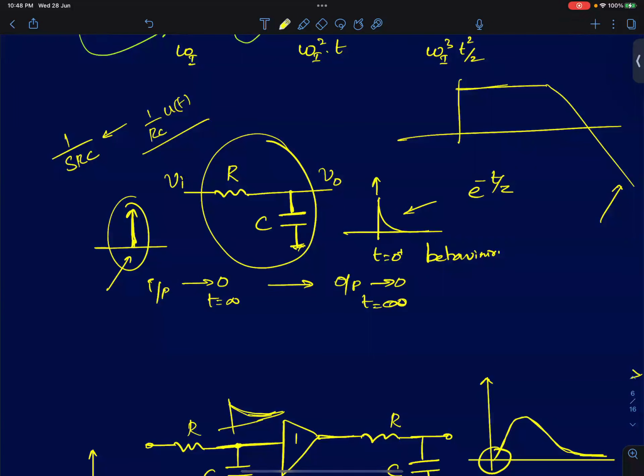So at this point, I have predicted it's going to be 1 by tau into u of t, just at t equal to 0. Now in the steady state, if you look at this, the input has become 0, right? There is no impulse input. So at t equal to infinity, there is no signal present. So if this input is 0 in the steady state, output should also be 0 because DC gain is 1. Input DC and output DC are same. So therefore, output also goes to 0.